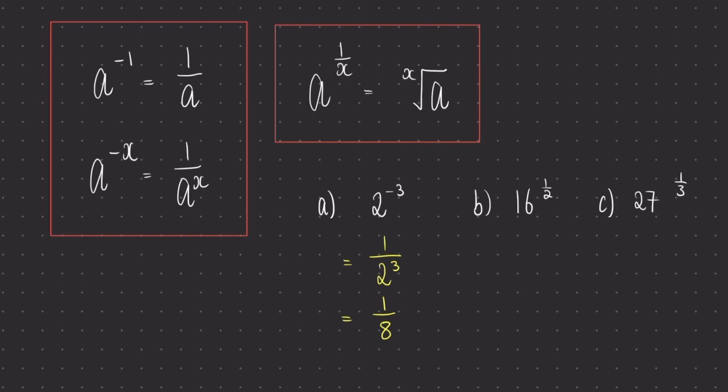For the second example, I can see that I have 16 to the power of a half. A half, of course, is equivalent to finding the square root. So what I would be doing is square rooting 16, which when we work out would be 4.